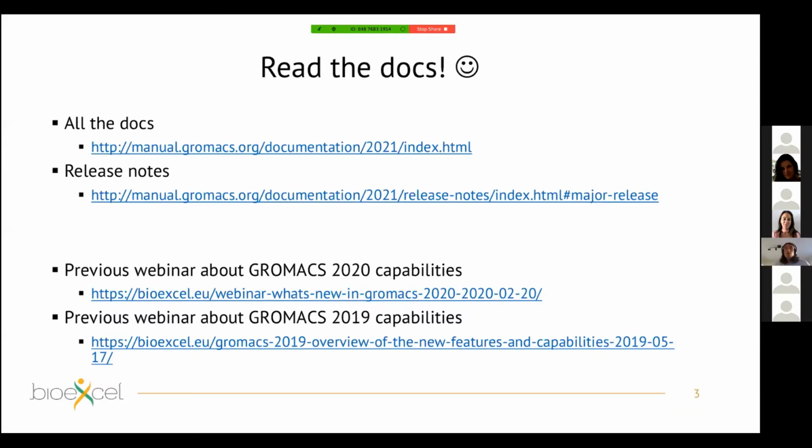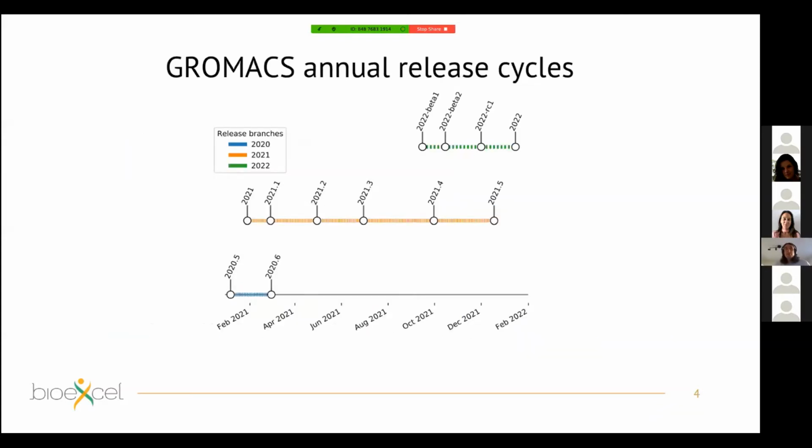GROMACS has an annual release cycle. For the past several years, we have released a new version every year. In addition to a major release once a year, we also have several point releases throughout the year. The reason we do this is because everyone's human, everyone makes mistakes, and sometimes users report bugs, and we want to do our best to fix those issues relatively as they arise.